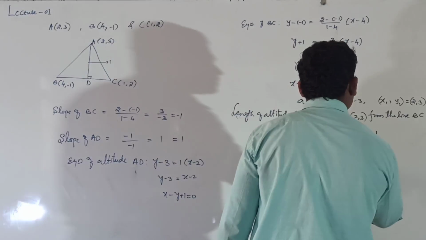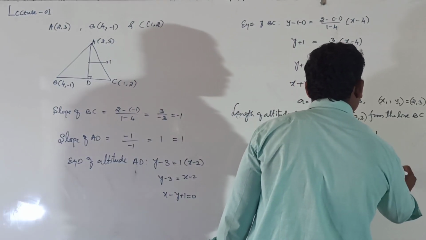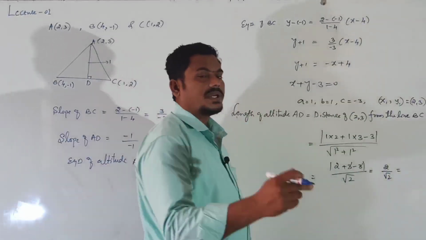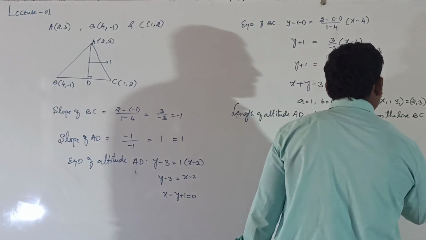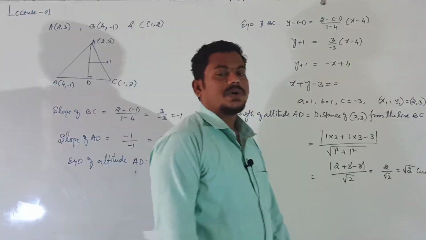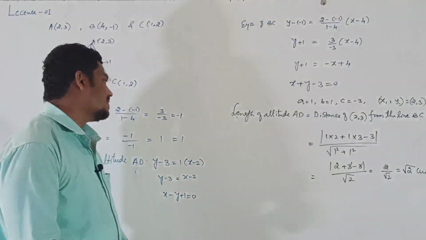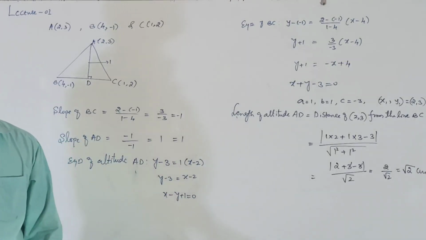Then 2 divided by root 2. This is nothing but 2 can be written as root 2 into root 2, one of the root 2 will get cancelled. Lastly we get root 2 units. Length of altitude AD is root 2 units and its equation is x minus y plus 1 equal to 0.